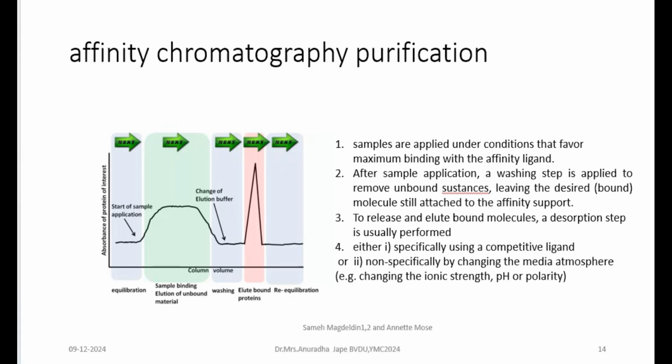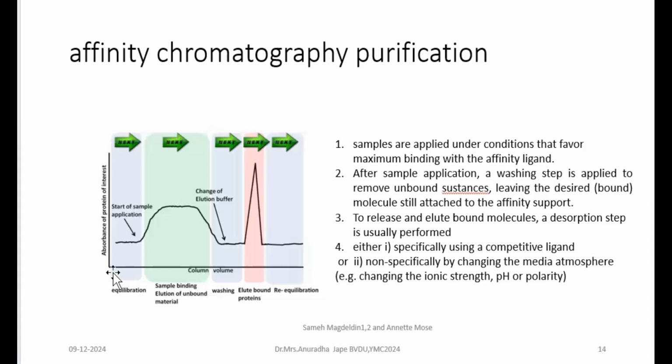Now here, if you see, on the x-axis you have column volume, and on the y-axis you have absorbance of protein or the analyte of your interest plotted. Now we are talking with respect to different phases. First is the equilibration phase, when you run down the mobile phase so that your column gets equilibrated at that particular microchemical or biochemical environment.